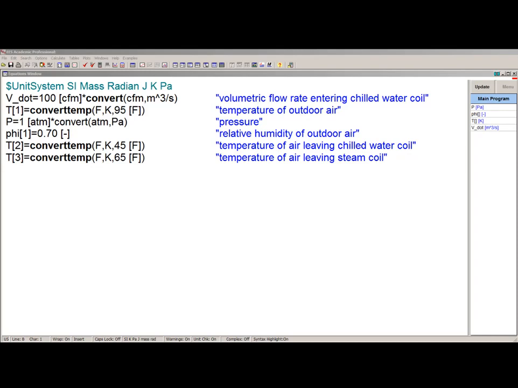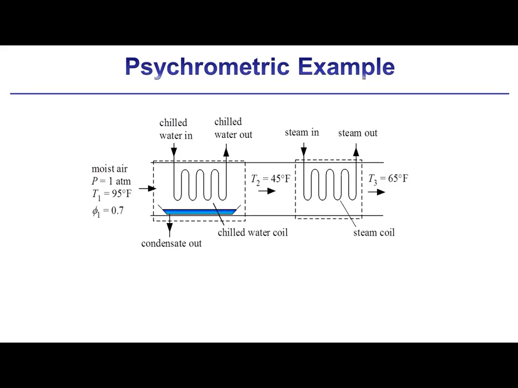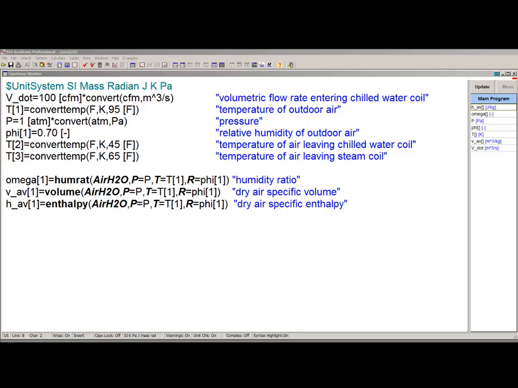So here we're going to enter the inputs in EES, and we'll start by determining the properties of the air entering the chilled water coil. So state 1 here, we need 3 properties to fix state 1 since we're dealing with the mixture, and the 3 properties are pressure, temperature, and relative humidity. And the properties that we'll get at state 1 include the humidity ratio with the function humrat, the dry air specific volume with the function volume, and the dry air specific enthalpy with the function enthalpy.